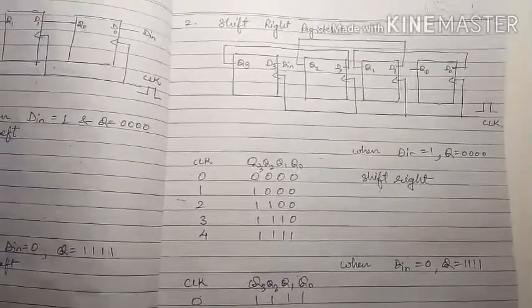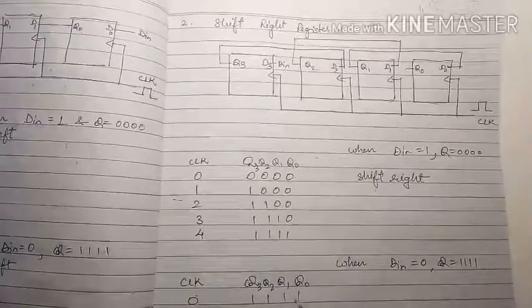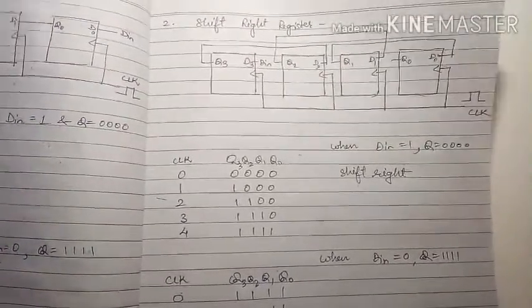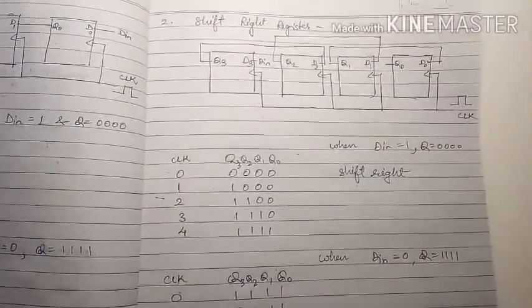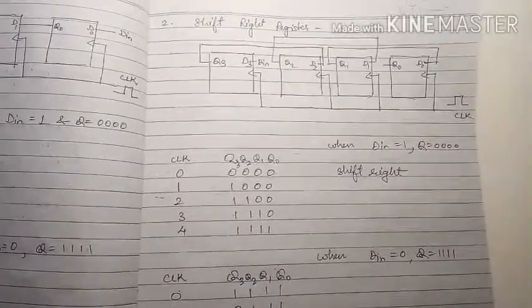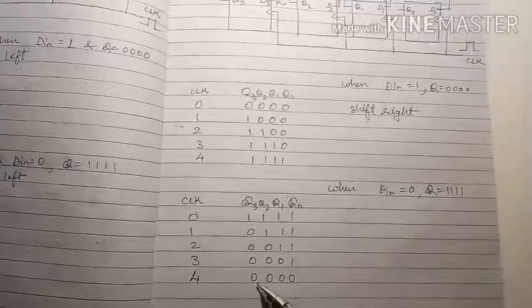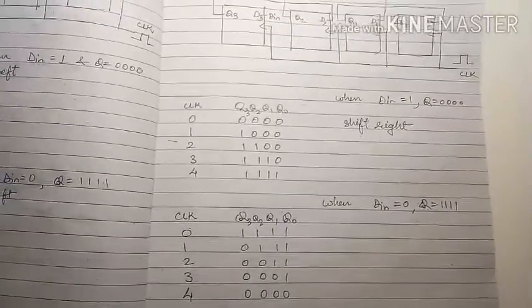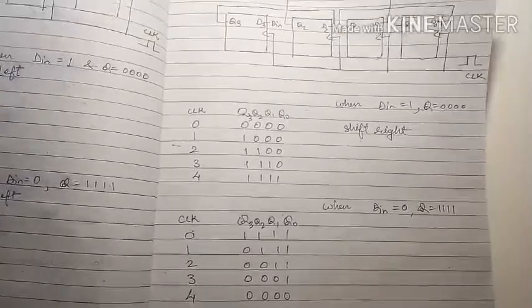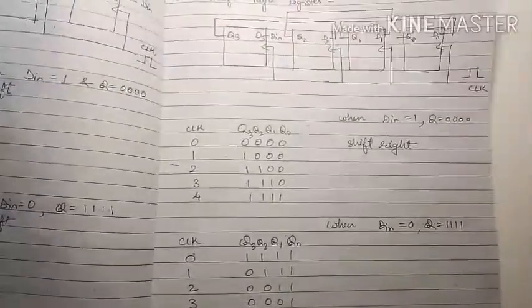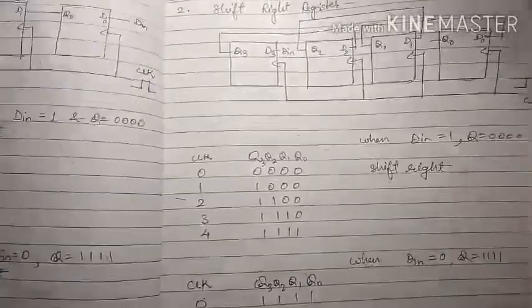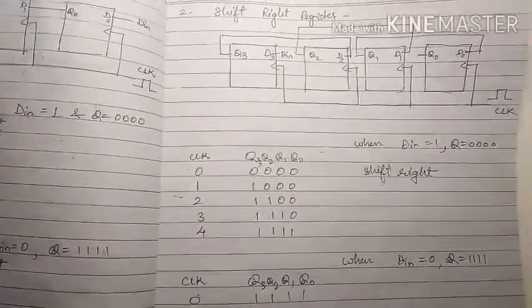With the second clock pulse, Q2 and Q3 will be 0, Q1, Q0 are 1. With the third clock pulse, Q1, Q2, Q3 will be 0, Q0 is 1. And with the fourth clock pulse, all of Q3, Q2, Q1, Q0 will be reset to 0. So in this way, the shift left and shift right operations are performed in the shift register.